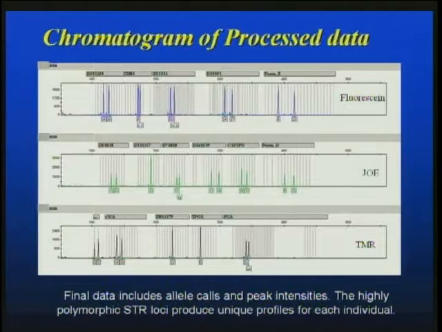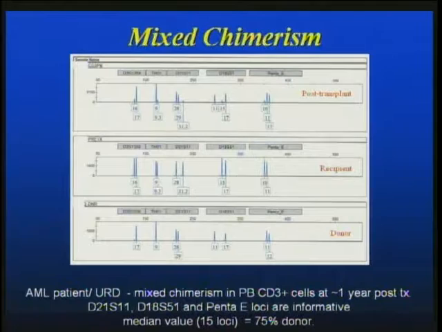But if you were actually looking at a recipient's sample post-transplant, here we are looking at a CD3 subset about a year post-transplant for a patient. You have the recipient's profile, and here we've only depicted five different loci that we're looking at, which are the ones that are conjugated to fluorescein. You have the donor's profile, and if you just look at this, you can tell immediately which loci are unique to the patient and which loci are unique to the donor. You want to avoid loci that are common, of course, because they're completely non-informative. You also want loci which are bidirectionally informative, so not just informative in one direction as far as possible.